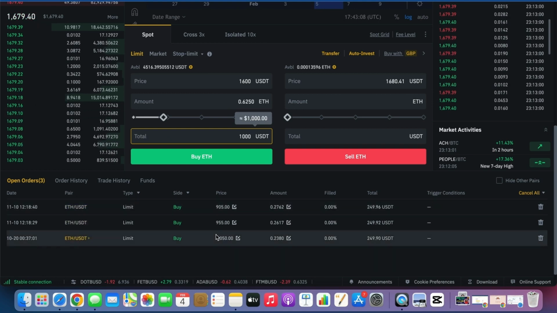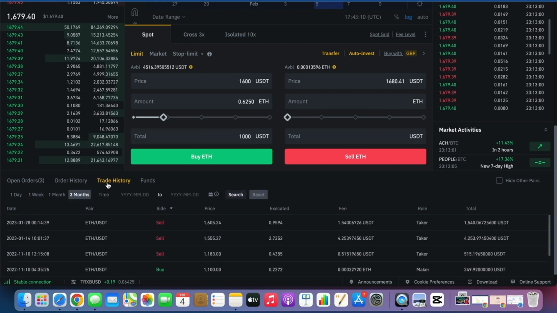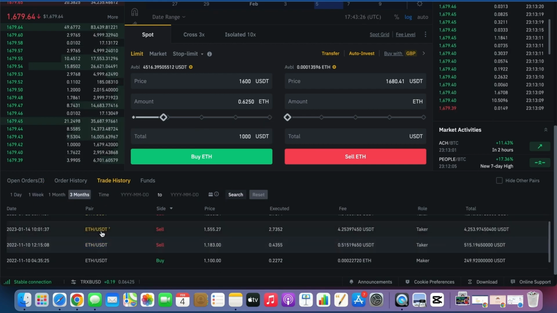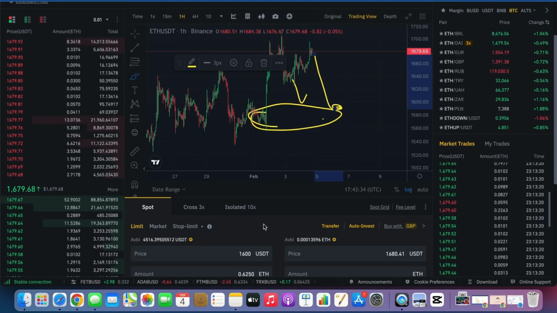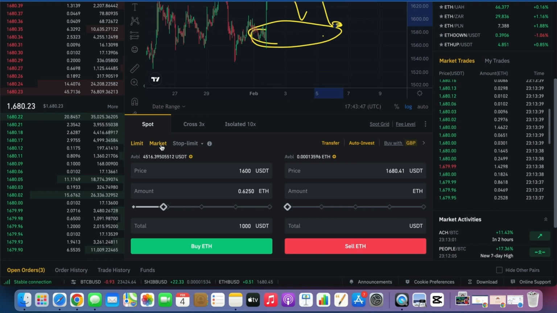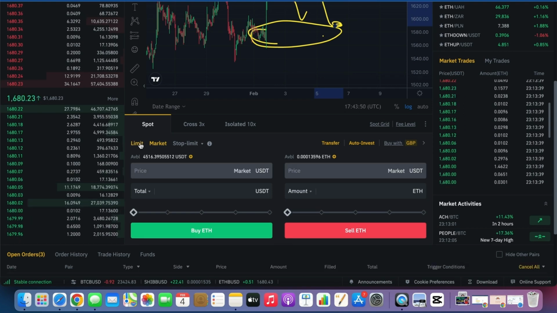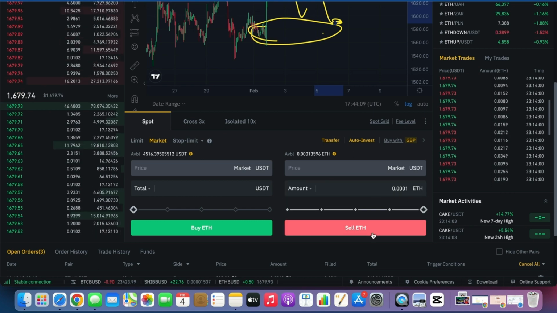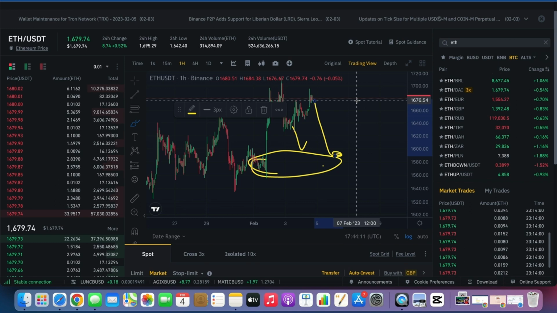When your order is filled, you can see that in this trade history, and you can see I have done a lot of trading on this Ethereum USDT pair. And if you want to sell cryptocurrency, you can use this sell tab. For that also you can use market price, or you can place a limit order. If you select market price, and if you want to select all of your Ethereum, the Ethereum will be sold for the immediate market price.